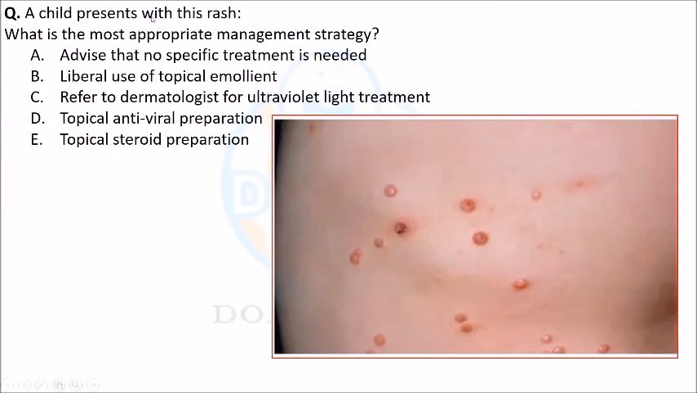Now, a child presents with this rash. So the picture is the challenge for you. Look at the rash carefully and try to identify what is the lesion name, diagnosis, and give your opinion. Advise that no specific treatment is needed. Molluscum contagiosum. Molluscum. Somebody may tell something.